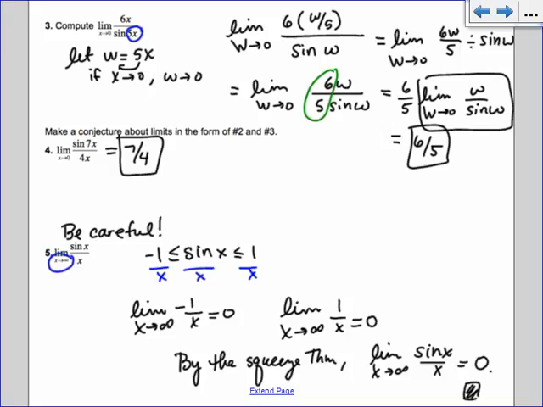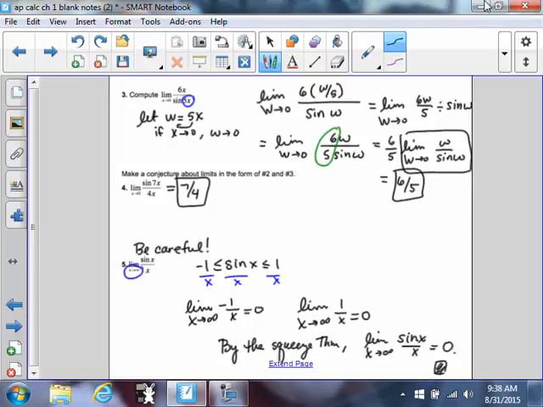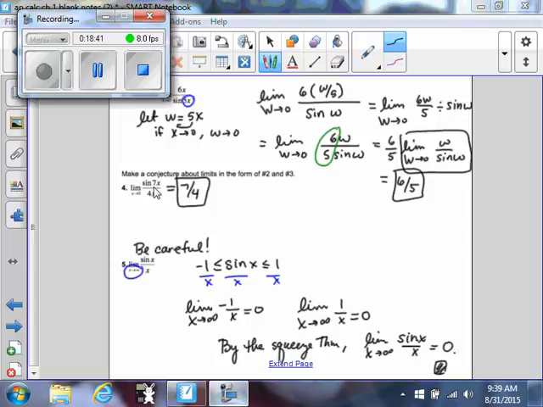All right, so that's the end of that section. So you guys know all the tricks now. You know how to factor, you know how to get common denominators, you know how to multiply by a conjugate, you know the sine of x over x goes to 1, right? You know all of the different tricks.